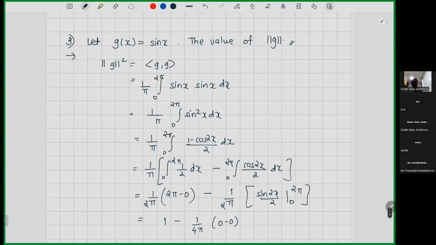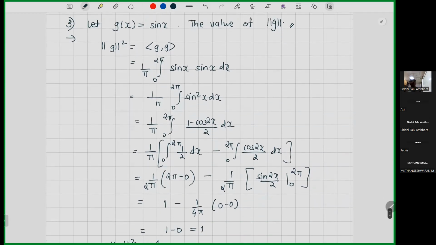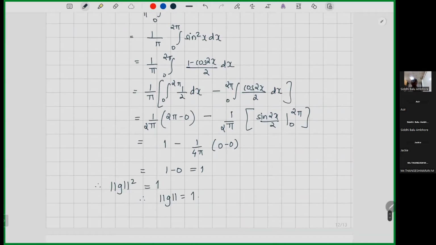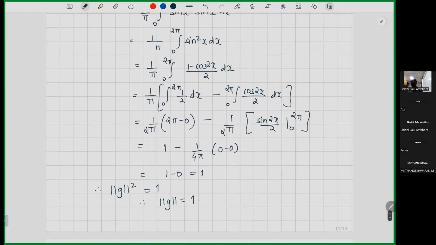Okay. Now is it clear? The function was given, so when I have to calculate the norm of g, it will be just calculating everything, doing integration and so on. Is it okay? Yeah. Okay.